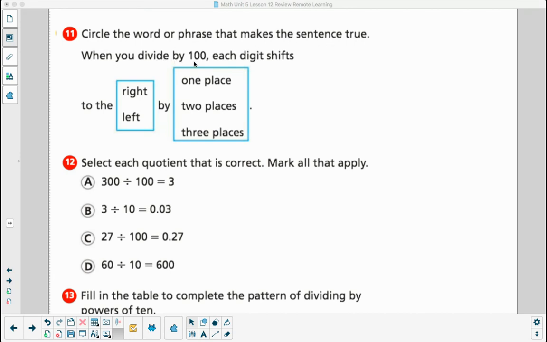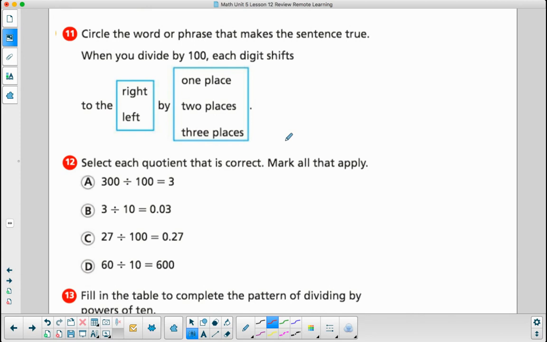When you divide by 100, each digit shifts. When I'm dividing by 100, let me think about it. Let's see, if I have 28 divided by 100. I'm just making up a situation. All right, it's going to be less because I'm dividing by more. 28 divided by 100, my digits, I'm going to get less. I'm going to shift them right.